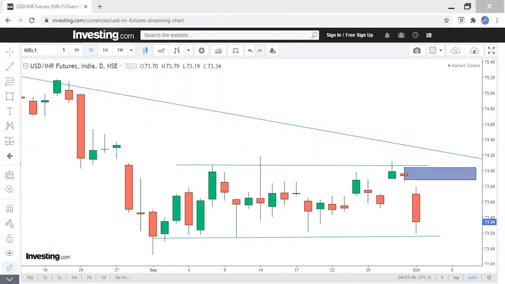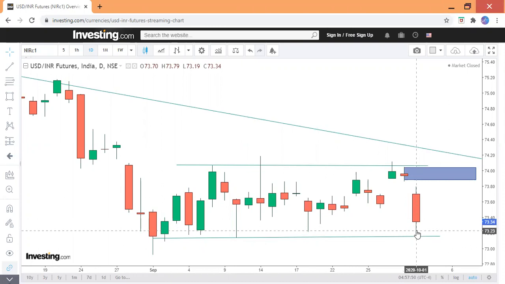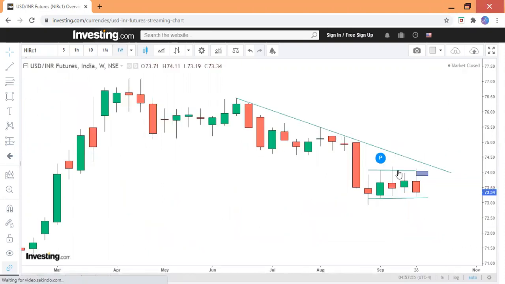73 put is also having a good open interest, so we can assume that 73 would be good support. And from the chart point of view, we have also seen on the weekly basis that 73 is good support. But one question I would like to add: the low of this candle, that is 73.14, will act as good support. Yes, true.